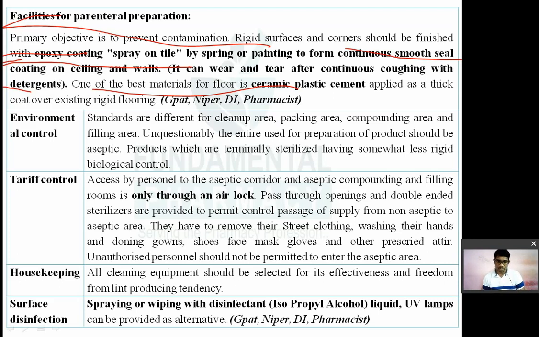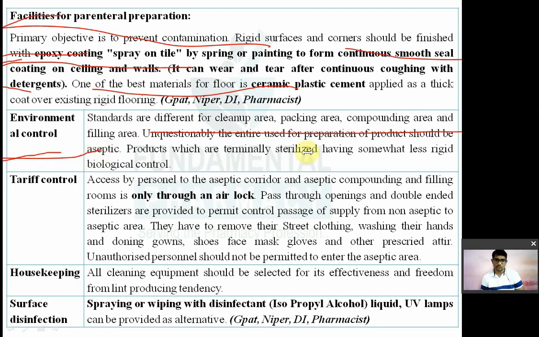Now, how will the environmental control be in the area, in the area of parenteral preparation? So standards are different for different areas. For example, there is a cleanup area, a packaging area, a compounding area, a filling area. So for different areas, different standards are there. Undoubtedly, the entire area used for the preparation of product should be aseptic. So whatever environment should be there in the parenteral formulation plant, it should be aseptic.